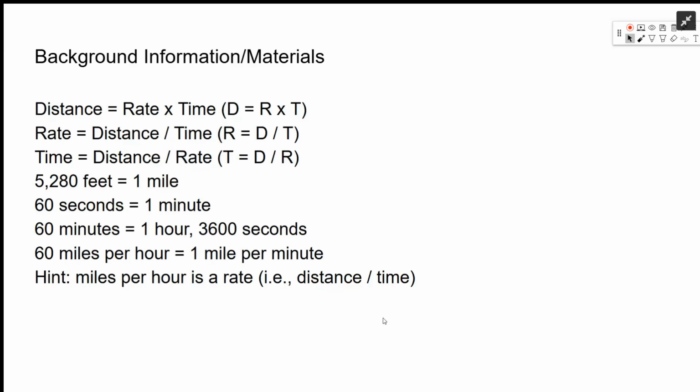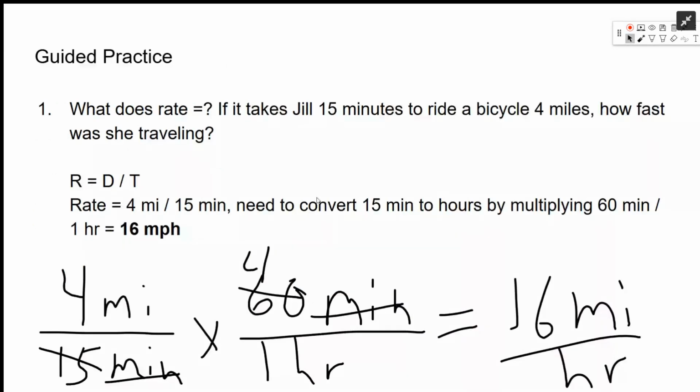And it's expected that as you're looking through this video, that you would pause it, work the problems on your own, and then resume to check your answers. So let's look at rate first of all. If it takes Jill 15 minutes to ride a bicycle 4 miles, how fast was she traveling? So using our formula, rate equals distance divided by time.